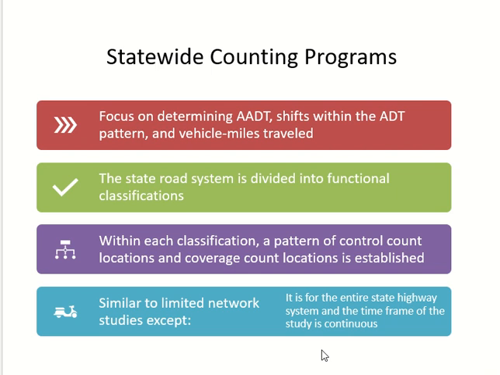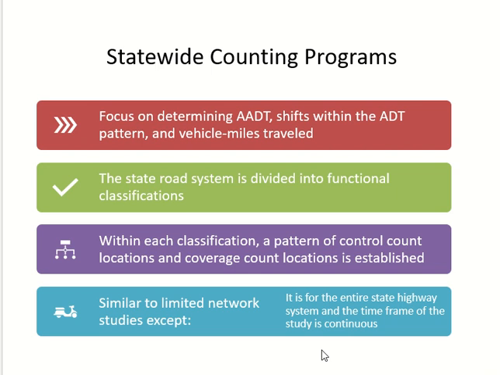Then what is the difference between the statewide program and the limited network study? The difference is in the time. The previous example, the whole study was done in how many days? 3 days, right? The one before with the adjustment factor was done in 6 days. After 6 days, the project is finished.